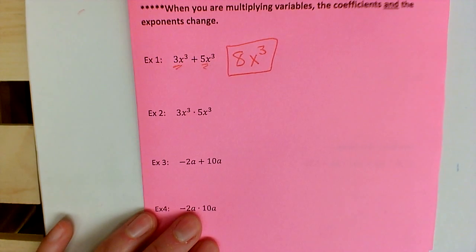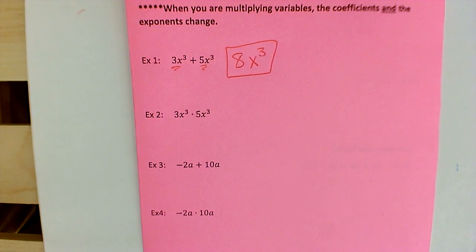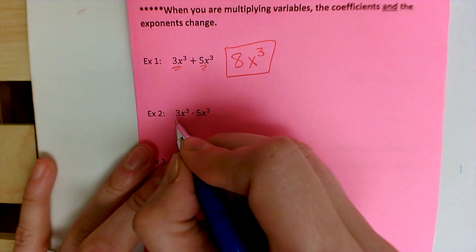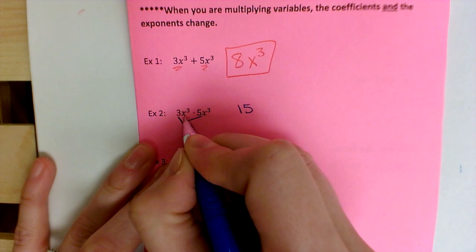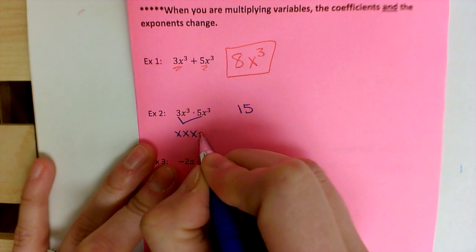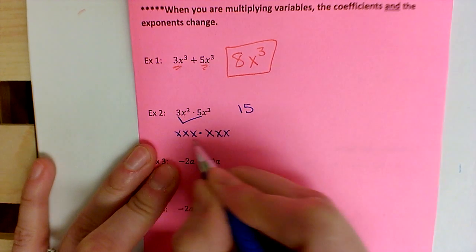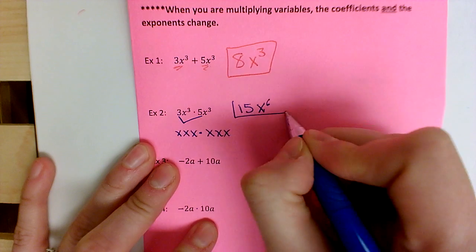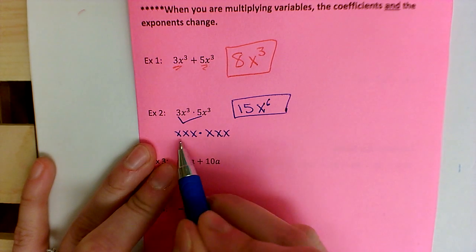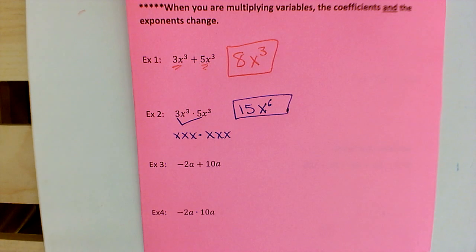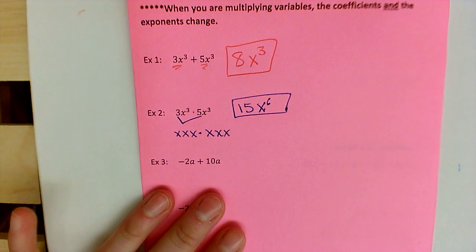But when you are multiplying two of those terms together, that is a different story. That one changes both. When I multiply 3 times 5, that gives me 15. And when I've got x cubed being multiplied by another x cubed, that ends up giving me x to the 6th power. And at this point, you are now allowed to add 3 plus 3 to get 6 instead of expanding it if you don't need to.